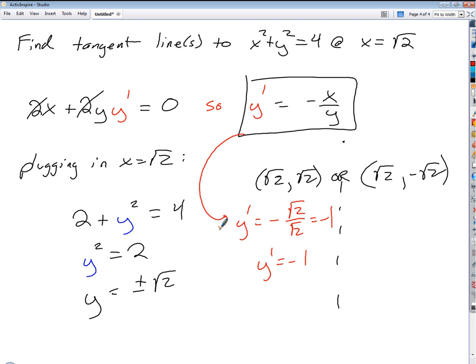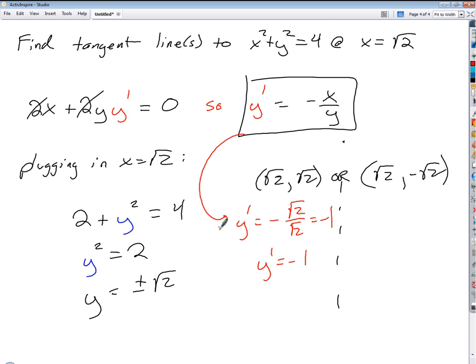Right, so if we found that when x equals the square root of 2, when I plug that in and solve for y, I got 2 results. So when x equals the square root of 2, I can either get back y is the square root of 2 or y is negative the square root of 2. So I've got 2 different points of tangency. Let's forget about this one for the moment. Let's just look at the one where we get root 2, root 2. In that case, that's my point. My slope is going to be minus square root of 2 over square root of 2, which is negative 1.